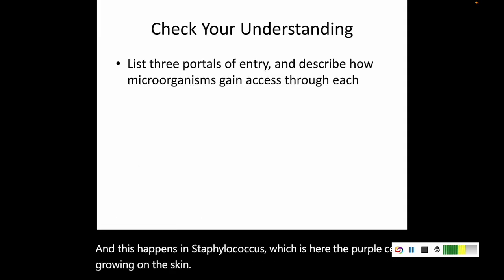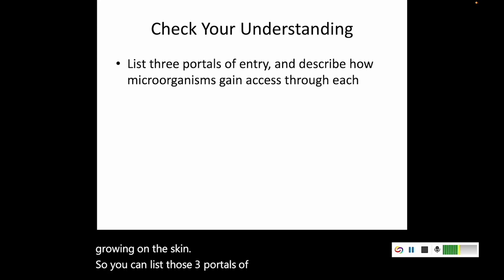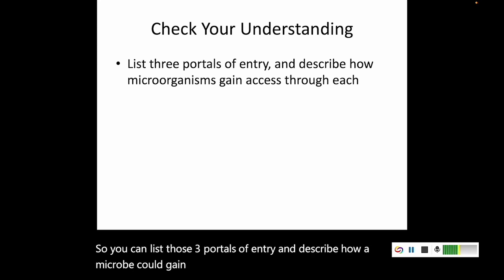So you can list those 3 portals of entry and describe how a microbe could gain access through each one of those.